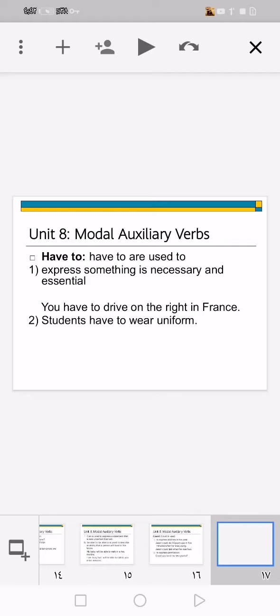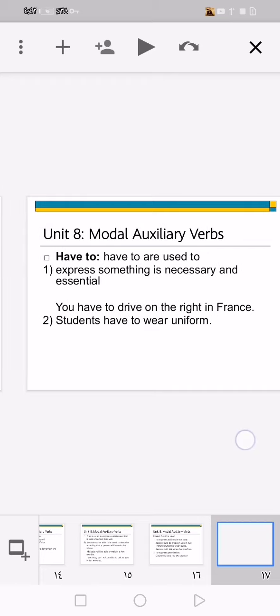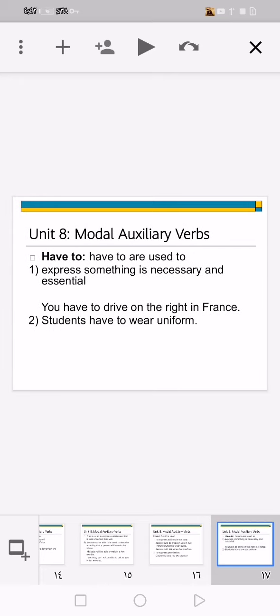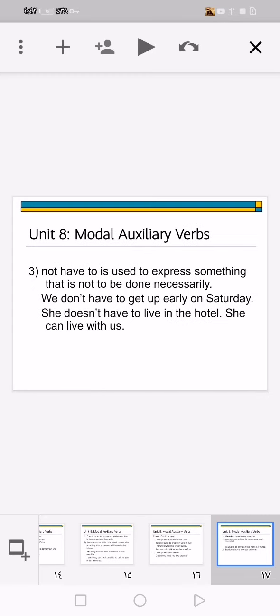Other modal verbs such as have to are used too. Uses of have to: number one, to express that something is necessary and essential. You have to drive on the right in France. Another example: students have to wear uniform. Modal auxiliary verb.